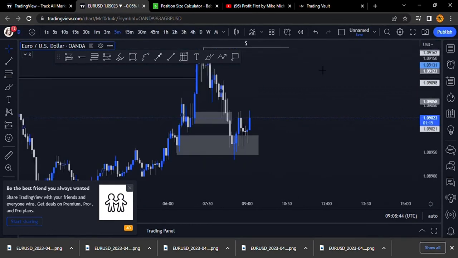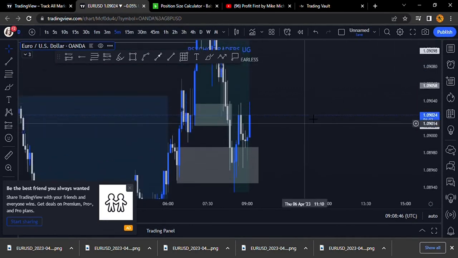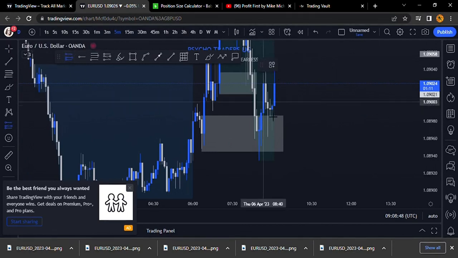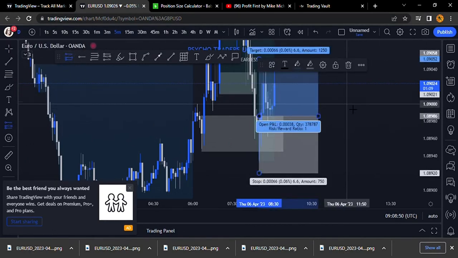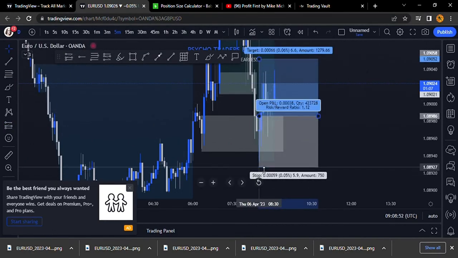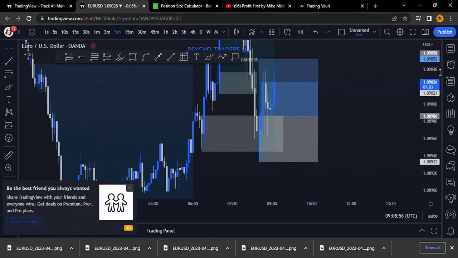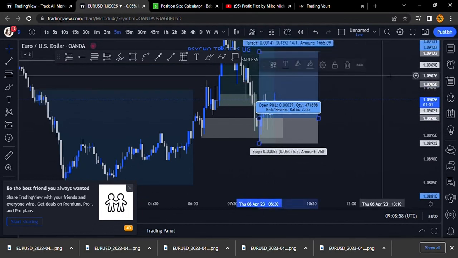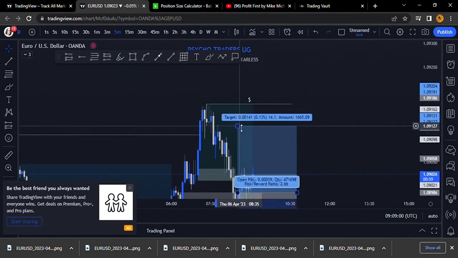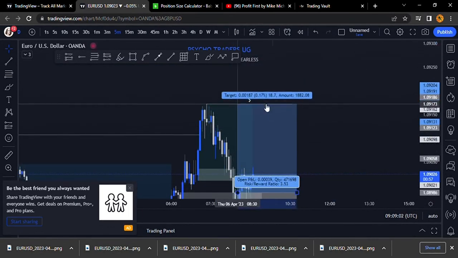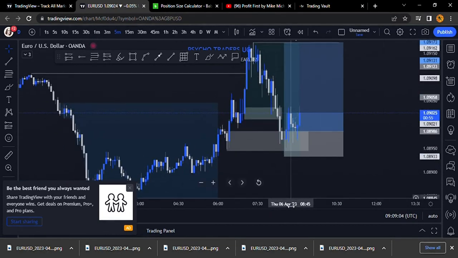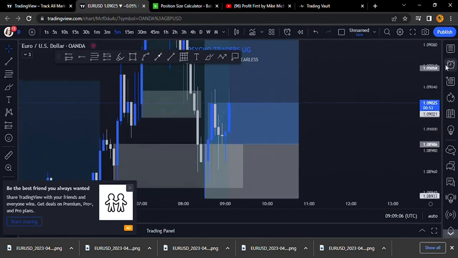Right here on the 5 minute, I took the trade right there. Stop loss on the low right here. As you guys know, I made a video about this, and my first partial was on the high right here. But what led me to be taken out was this.